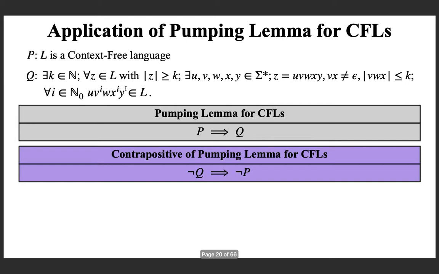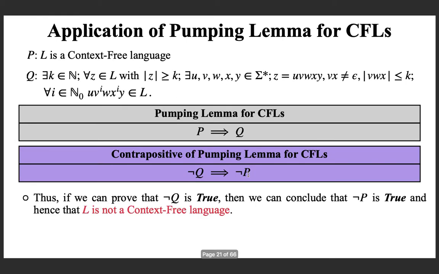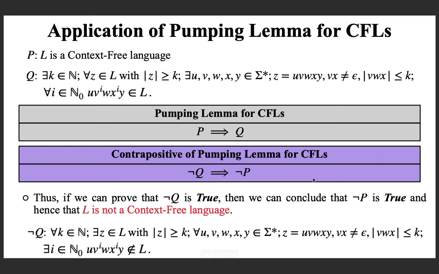Now look at the contrapositive. What is it? Negation Q implies negation P is the contrapositive, and hence from the previous slide we know that if we can prove that negation Q is true, that is, the negation of this pumping lemma condition is true, then negation P must be true.